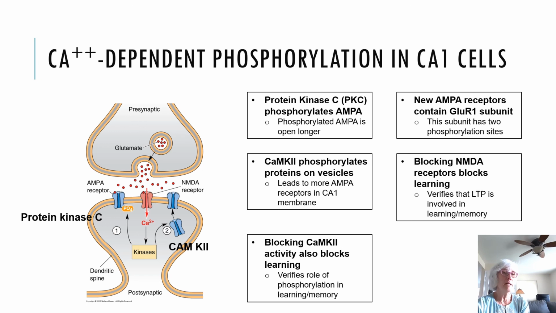And finally, if we increase the number of NMDA receptors, and we can do this through genetic manipulation of animals, that increases learning capacity, meaning that the animals in which NMDA receptors are increased in number, those animals learn faster. So pretty cool.